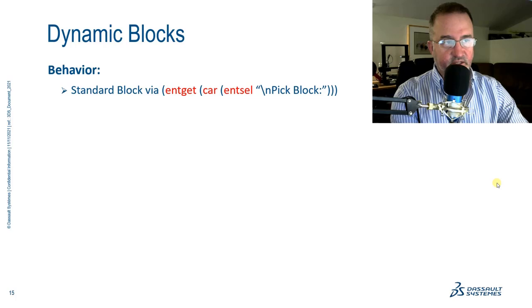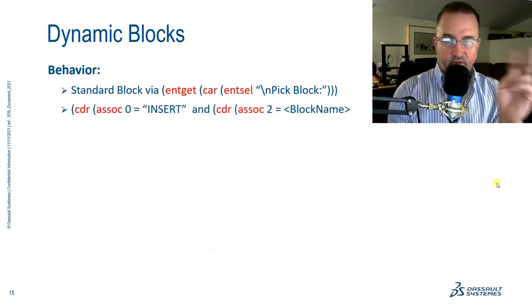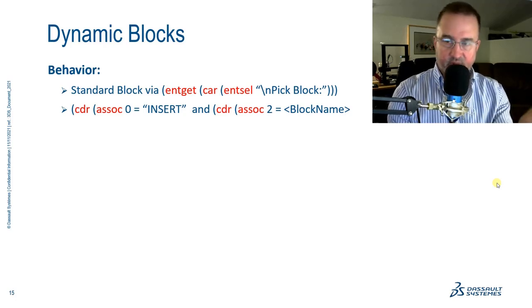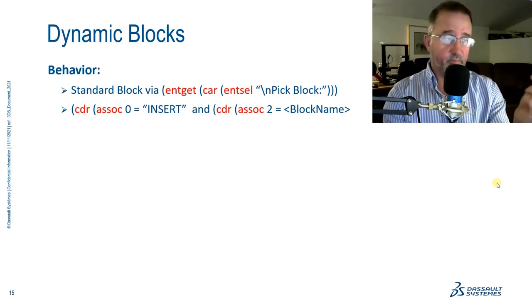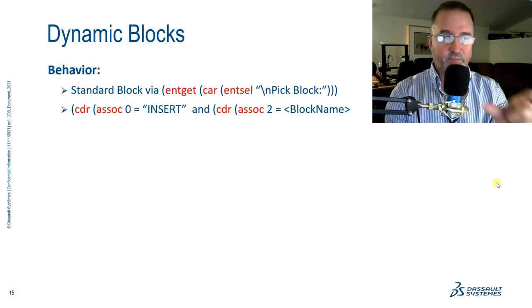We're going to do an entity selection. We're going to take the first object from the list that's returned, and then we're going to do an entity get. And when we do that, we're going to get an association list. There are two components in that list that are probably the two most important. The first one is the association list for 0, which determines whether it's a block or not, or an insertion of a block technically. And the second one is going to be the name of the block.